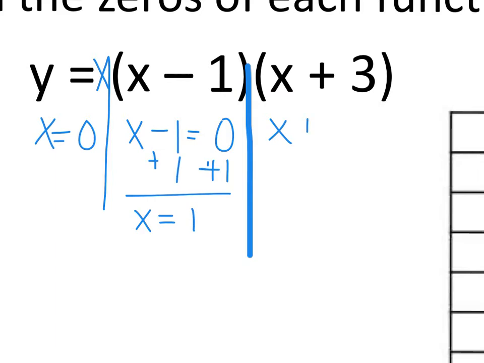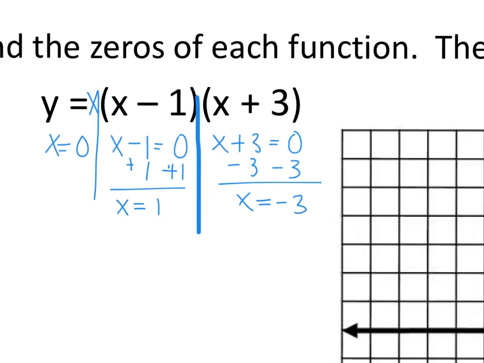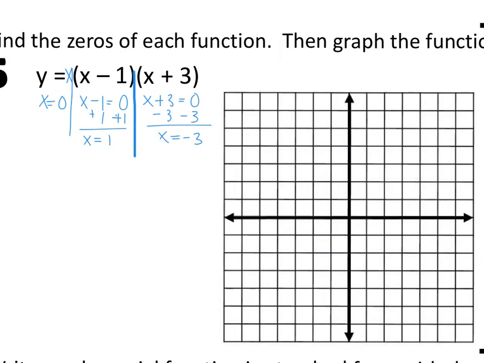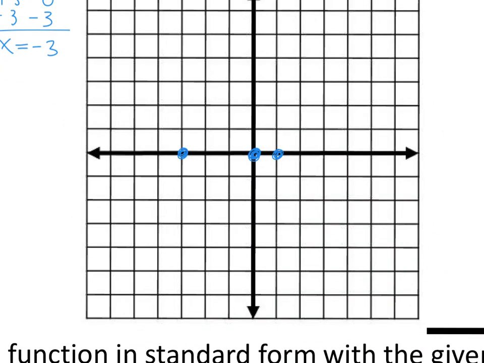And then if we set this root equal to 0, we're going to subtract the 3, and we're going to get x equals negative 3. So now what I'm going to do is take 0, 1, and negative 3 and plot those on the x-axis. So 0, 1, and negative 3.